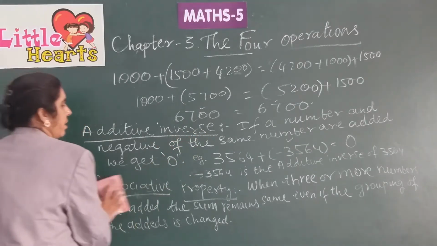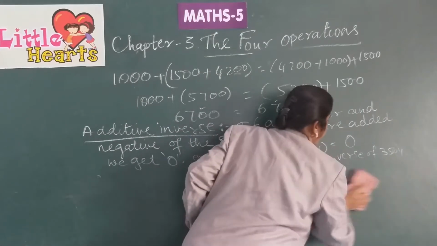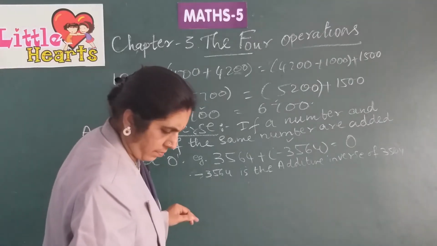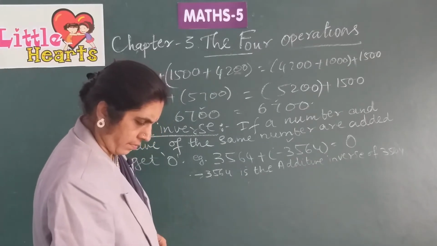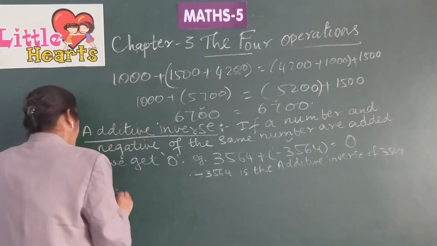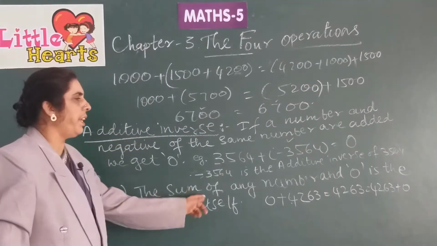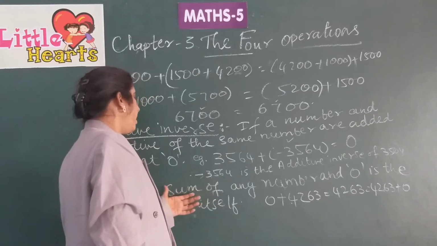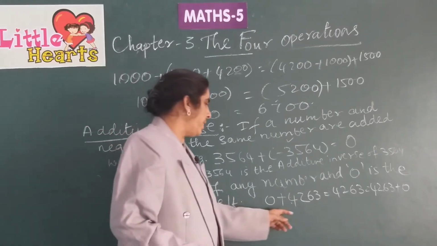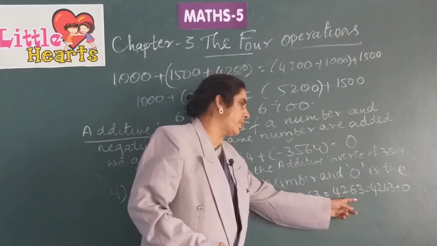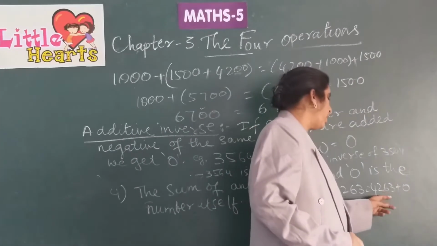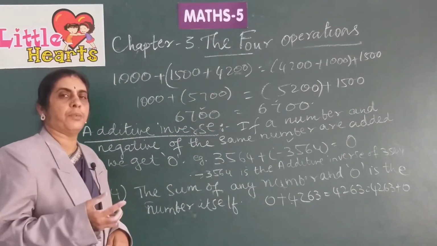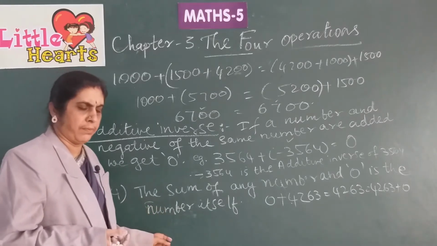Next, coming to the final property, that is additive identity. The property is the sum of any number and 0 is the number itself, and when 0 is added to any number, we get the same number. 0 plus 4,263 is equal to 4,263, that is equal to 4,263 plus 0. If 0 is added to any number or any number is added to 0, the sum will be the number itself.